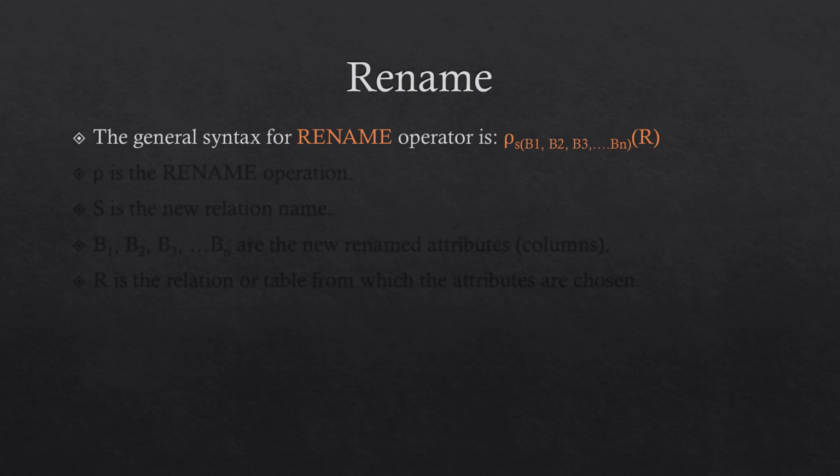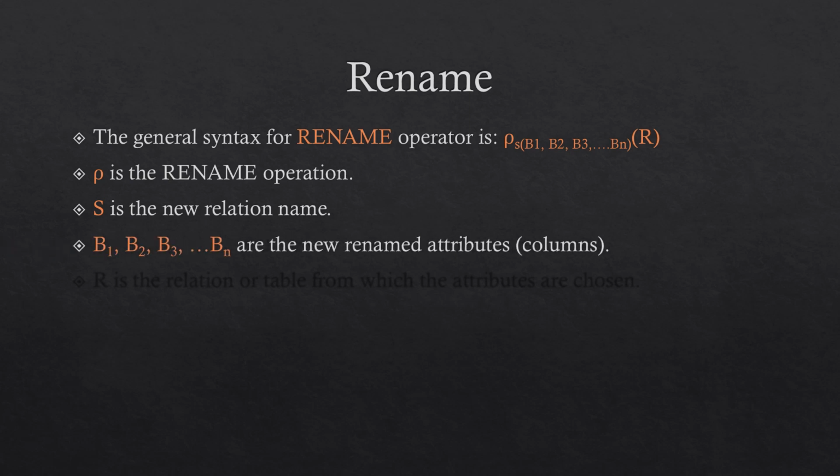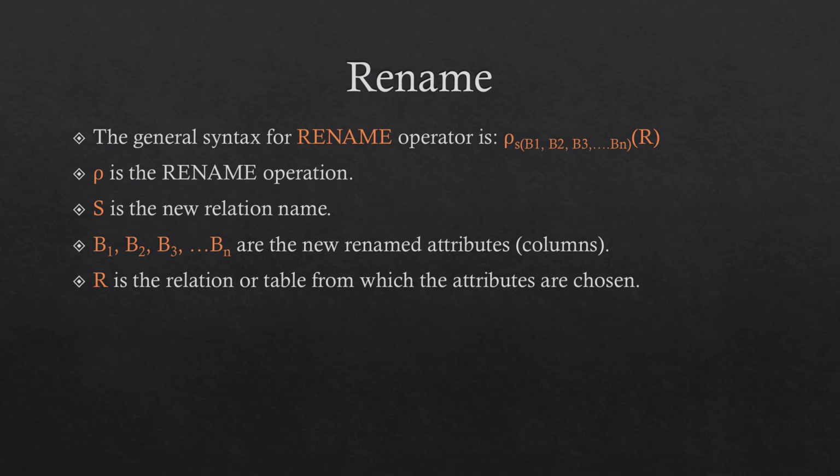The general syntax for the rename operator is: rho is the rename operation, S is the new relation name, B1, B2, B3, and so on are the new renamed attributes or columns, and R is the relation or table from which the attributes are chosen.